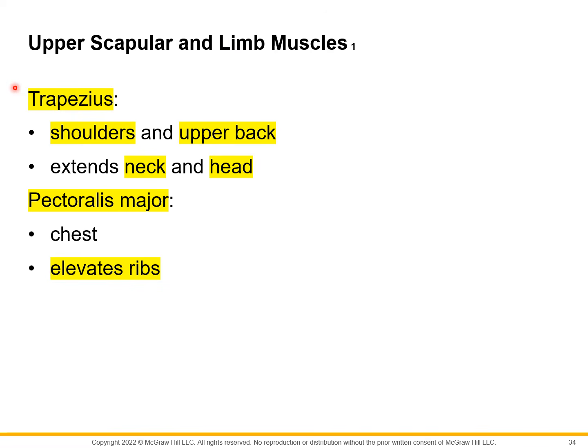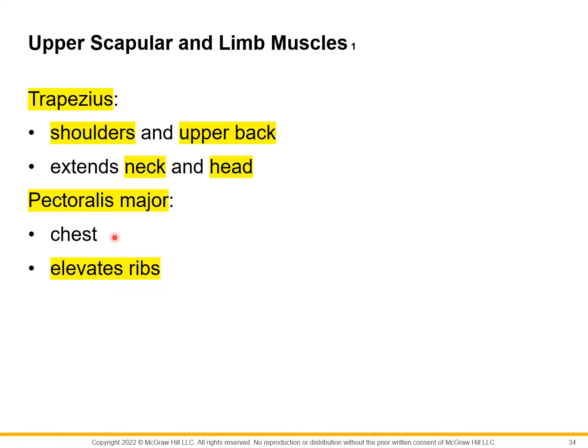Let's now talk about the upper scapular and upper limb muscles. First up is the trapezius. So these ones could be found near the shoulders at the upper back, and it could also extend the neck and the head. Alright, ulitin natin, no? The trapezius is usually found at the shoulder area and has the capability to extend the neck and the head.